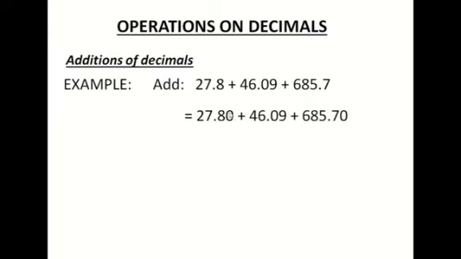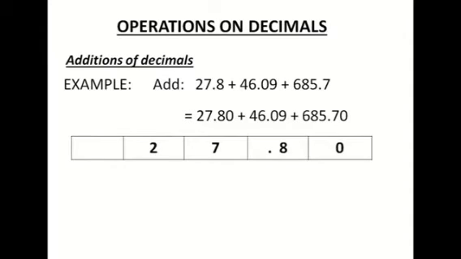After 8, I have added 10 here, and even 0.7, I made it 0.70. So all the add-ins are having the same number of digits after the decimal point. Next step, what will we do? We will arrange them in columns. How? We will keep the decimal point of all the add-ins in the same column and the digits of the same place in the same column.